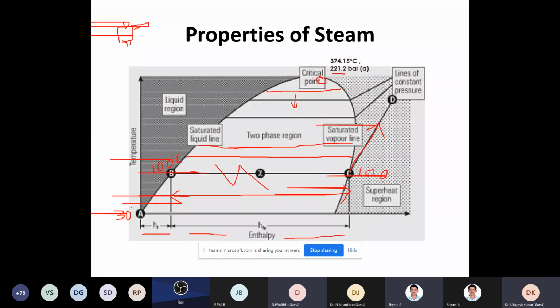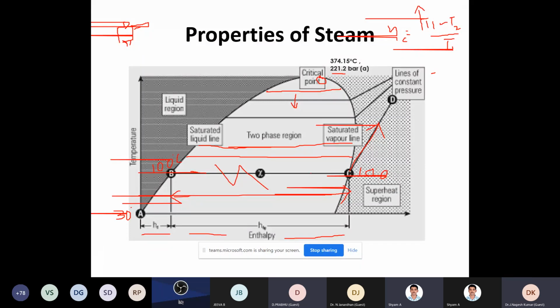Why is superheated steam used in a power plant? The higher the temperature, the higher will be the efficiency. If you say Carnot efficiency, it's (T1 minus T2) by T1. So if you want to maximize the efficiency, you have to maximize T1. The higher the T1, the more the efficiency. And that is achieved by superheating the steam in the power plant.